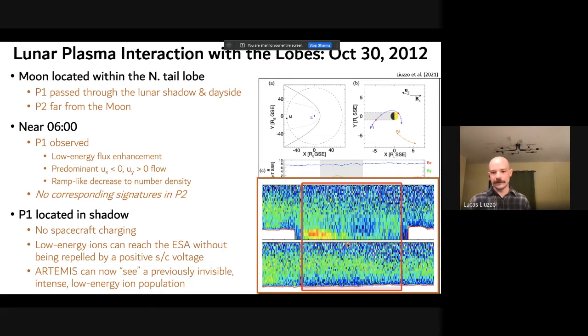So what this low energy enhancement actually corresponds to is just the ambient plasma environment during this day, this October 30th, 2012 day.